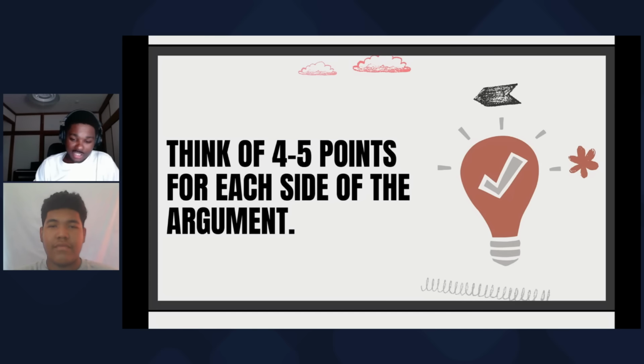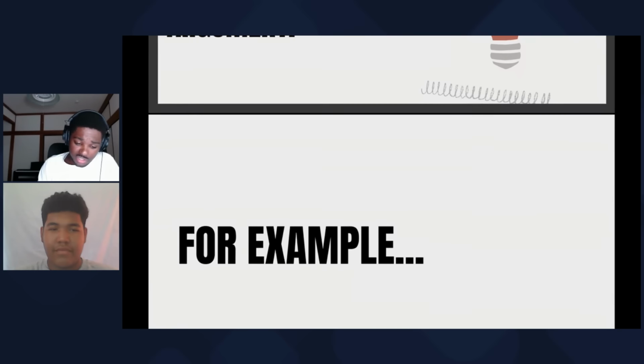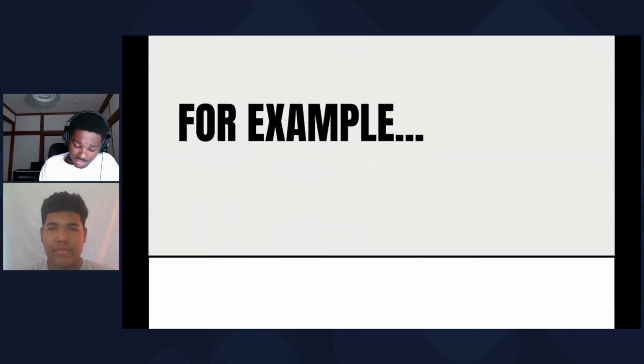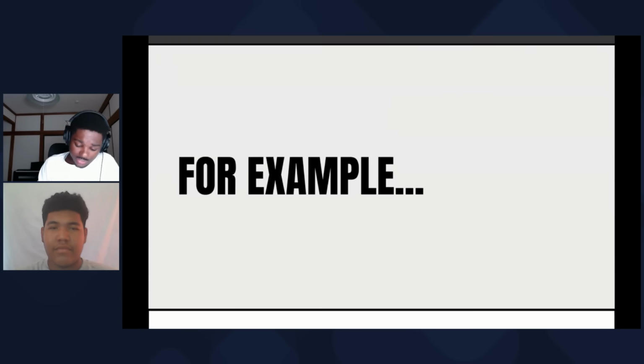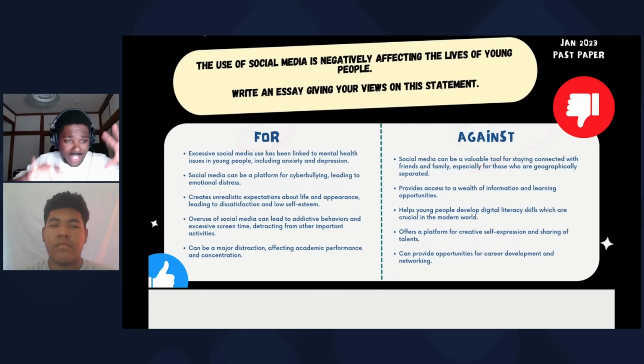All right, so let's have a look at thinking of 4 to 5 points for each side of the argument. For example, the use of social media is negatively affecting the lives of young people. Write an essay giving your views on the statement. So when you're planning, first you need some material to work with. So you say, all right, let me do for, let me do against, and you write this in the planning box, the planning section, right?